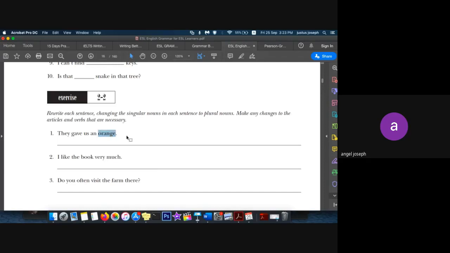Now we have to make this noun plural. Orange is the noun here. You have to change this singular into plural. So tell me what all changes will happen. They gave us oranges. Can you say an oranges? No. The oranges. No. Oranges. They gave us the oranges, or you can simply say they gave us oranges. So in this exercise, we will not change the article. We can say both here: they gave us the oranges, or they gave us oranges. Both ways we can say it.